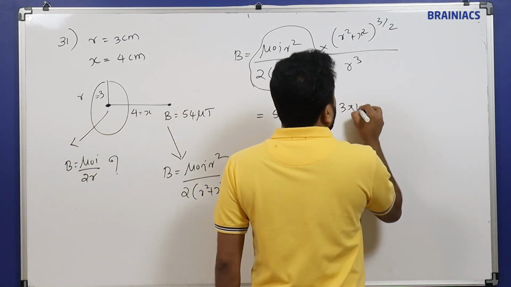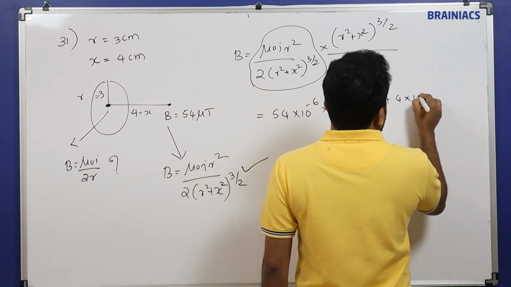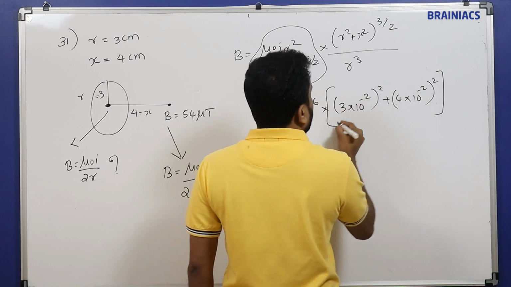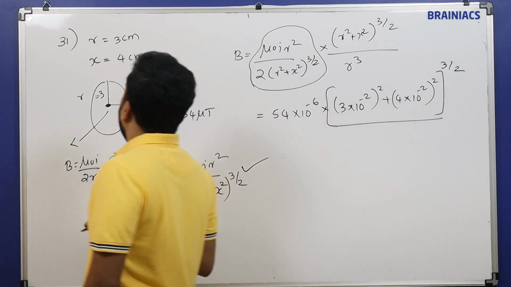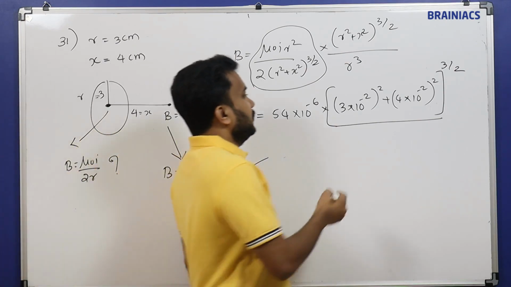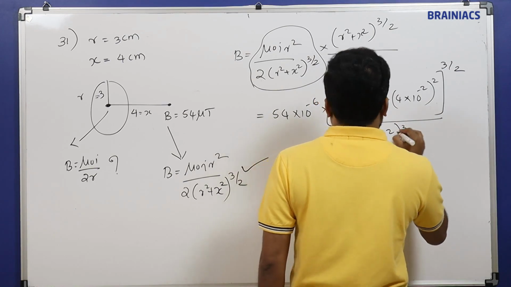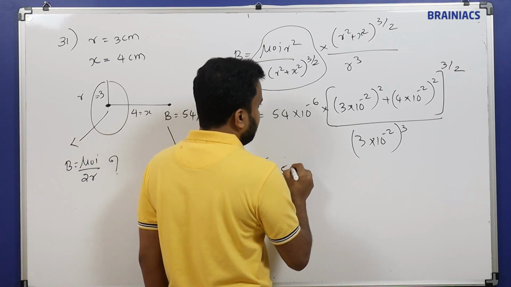So 3 into 10 power of minus 2 the whole square plus 4 into 10 power of minus 2, everything I have converted into SI unit, the standard way to do it. And r cube means radius cube. So 3 into 10 power of minus 2 the whole cube. We have to simplify this. We can simplify this, quite simple.